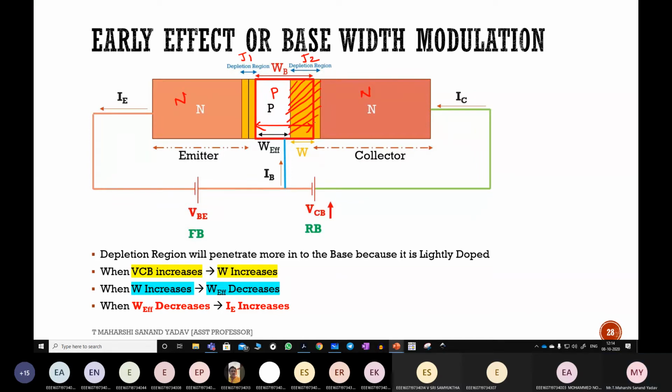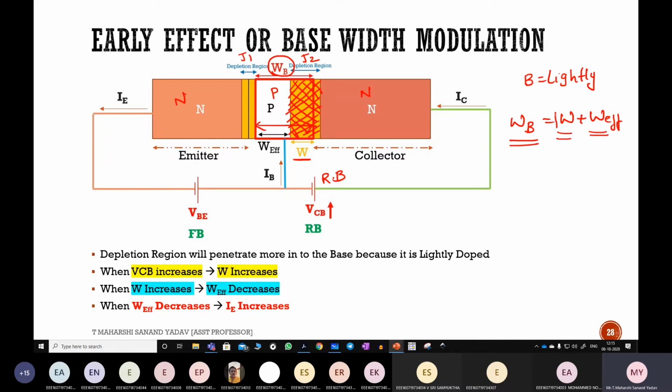Why? Anyone? Why is the depletion region penetrating more into the base? Why not the collector? Because the base is lightly doped. As the base is lightly doped, the majority of the portion is entering into the base. If this is the width of the depletion region, or simply the width of the base, and as this is reverse biased, the majority of the depletion region is present in the base. So I'm assuming the width of that portion is W, plus the leftover part is W effective. So the total width of the base is W plus W effective.